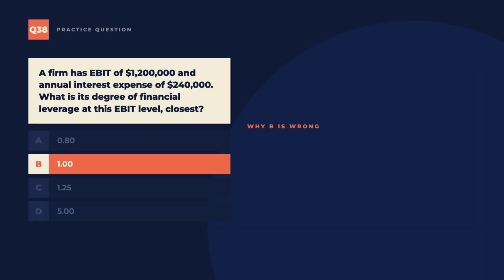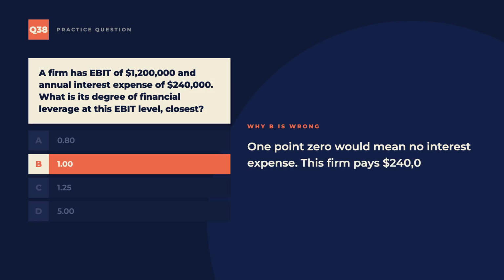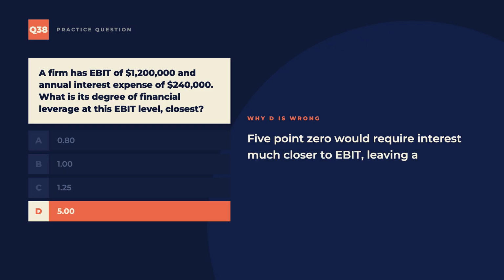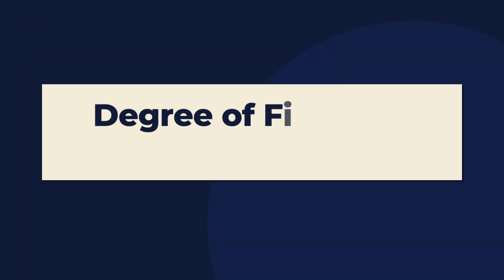B is wrong because 1.0 would mean no interest expense. This firm pays $240,000 of interest, so its DFL is above 1. D is wrong because 5.0 would require interest much closer to EBIT, leaving a tiny denominator. Here the denominator is $960,000, giving a DFL of 1.25.